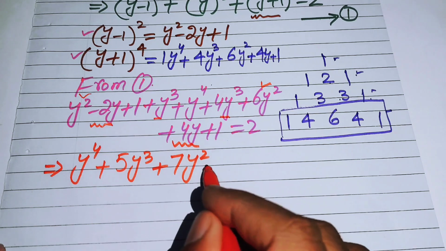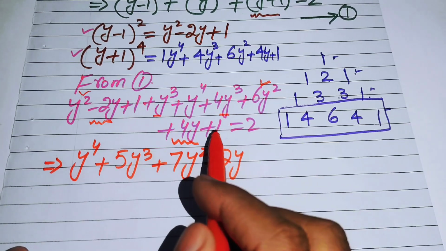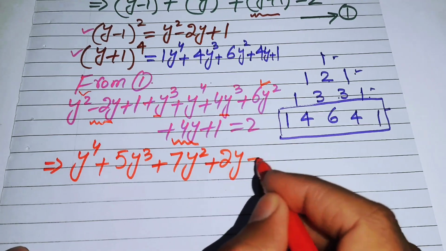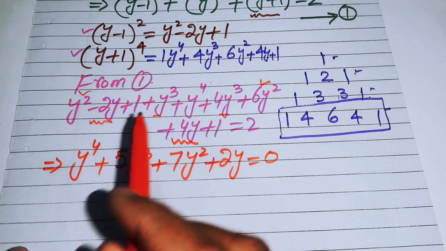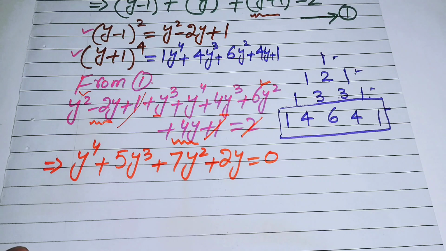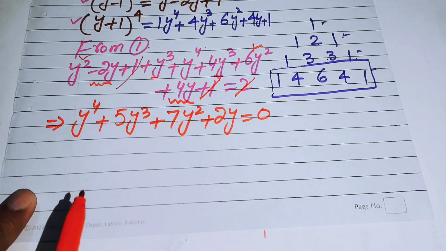So 4 minus 2 equals plus 2 times y, and here you have 1 plus 1 is 2, and this 2 is cancelled by this 2, and it equals 0. Here you see that this plus 1 and plus 1 is cancelled by this 2. So the term equals 0.